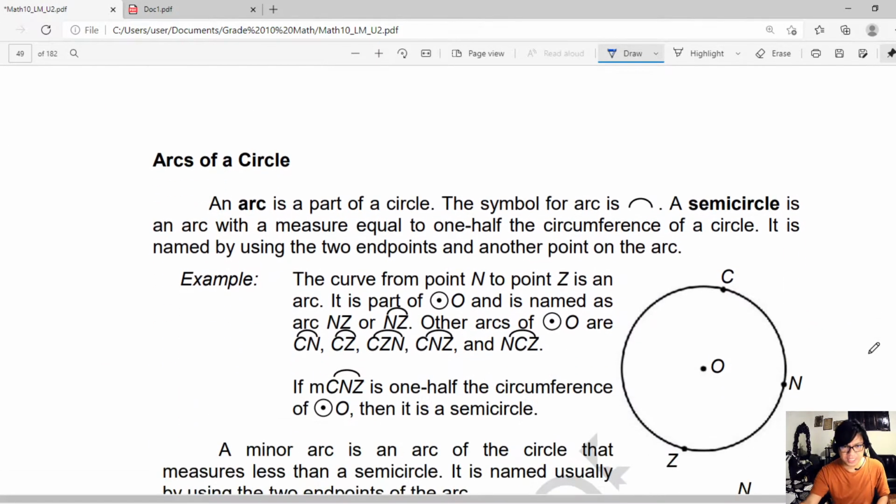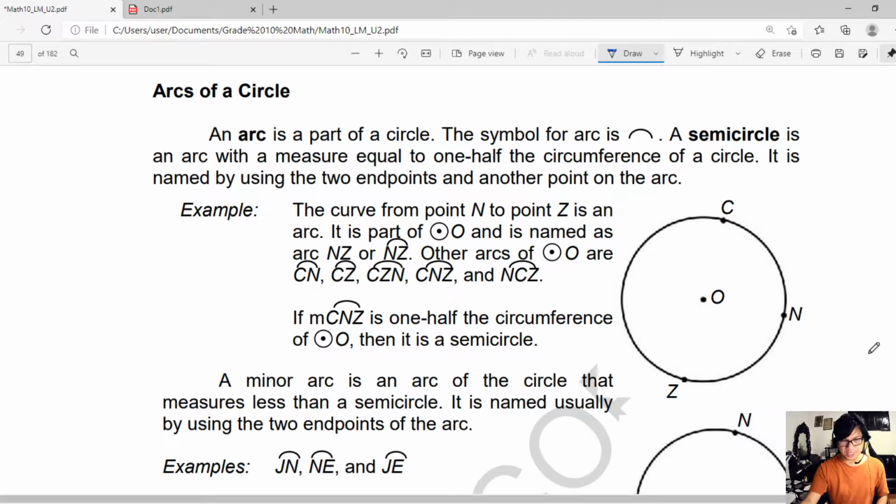So, let's proceed to the arcs of a circle. An arc is a part of a circle. The symbol for arc is this one. That is the symbol we will use for arc.